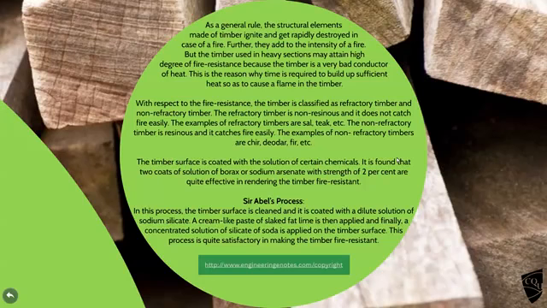And then there's the traditional way of doing it. It's Abel's process. Guess who came up with this idea? The timber surface has got to be nice and clean. It's coated with a diluted solution of sodium silicate. See, that is still salty stuff. A cream-like paste, flaked fat lime, we'll talk about lime next week, is then applied to it, and finally a concentrated solution of silicate of soda is applied on the timber. That gives good fire resistance.